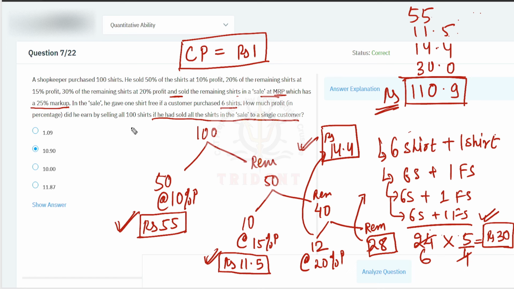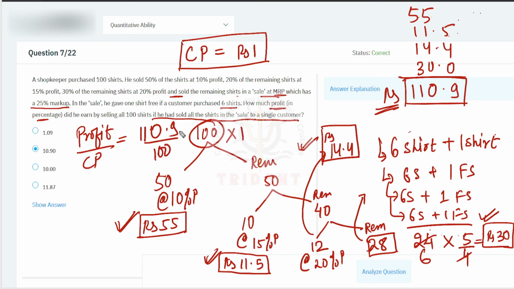Now the question that they have asked is, how much profit in percentage? So basically gain percentage, profit percentage. So profit percentage is the total profit by the cost price. Now remember, because there were 100 shirts, the cost price is going to be 100 into 1, that is 100 only. Profit is 110.9 by 100. Now you multiply 100 to this, you get the percentage value, which is 10.9%. Okay, so this is the answer.